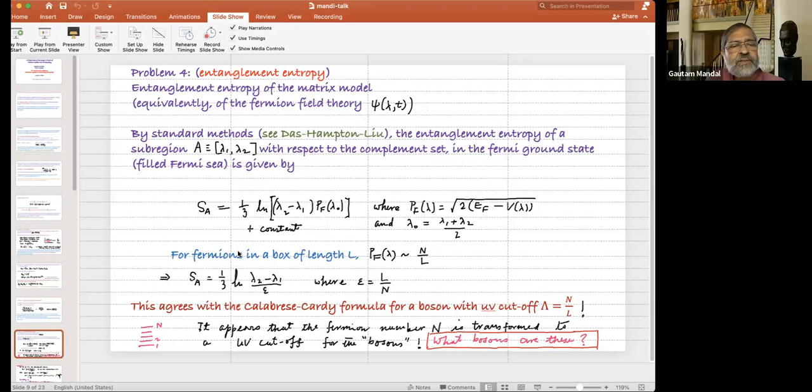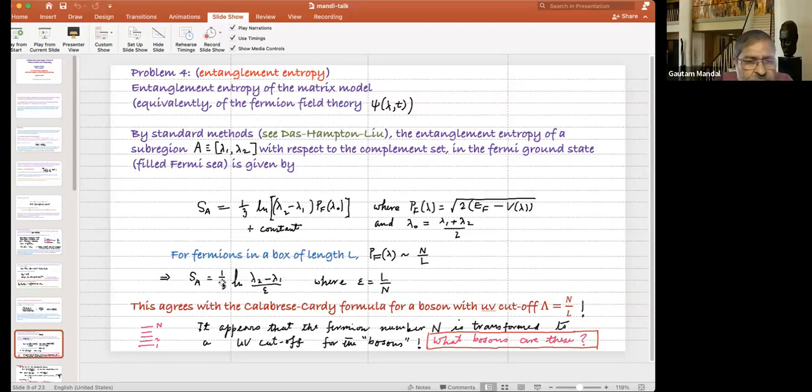Now, for simplicity, let me first consider the case of zero potential. For fermions in a box of length L, P_F(lambda) is simply proportional to N over L. This follows from the fact that the momenta of the fermions in a box of length L are quantized in units of 1 upon L, and if you have a filling going from 1 to N, then the Fermi momentum would be given by N upon L.